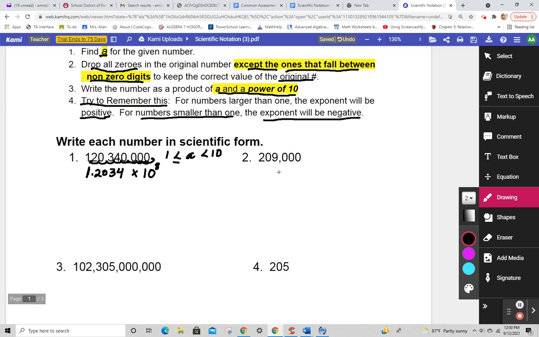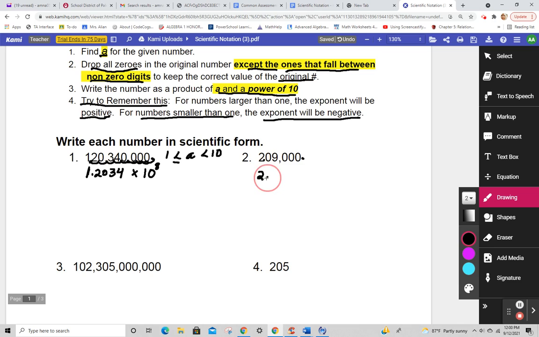Let's do the same thing with number 2. Let's start by creating a. So we know if we don't see the decimal point, it's automatically behind the number. We're going to put it there. All right, so we need the decimal to be right here in order to meet this definition of a. A is a number 1 or greater, but less than 10. So it has to be right here. So we have to put it right there.